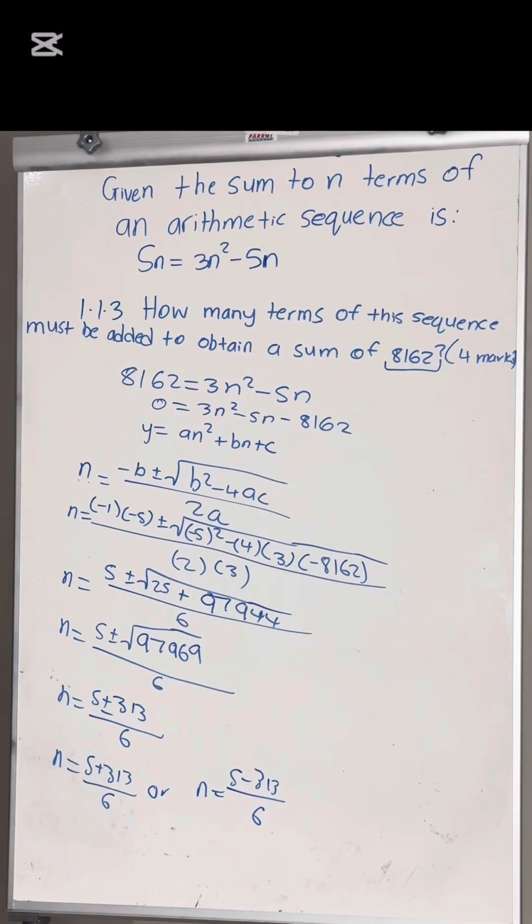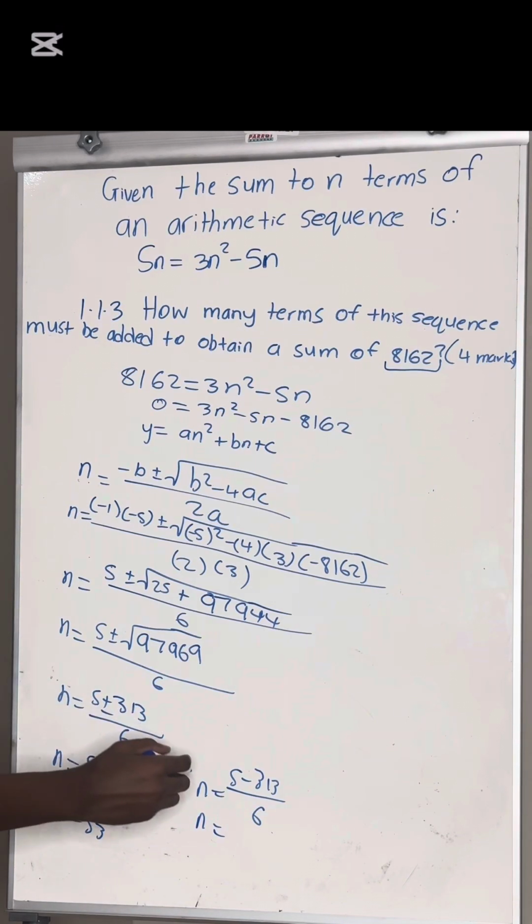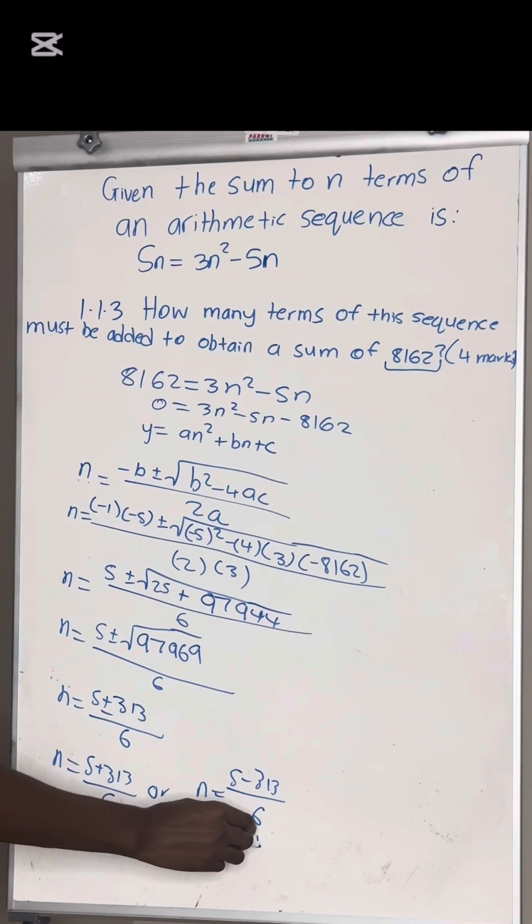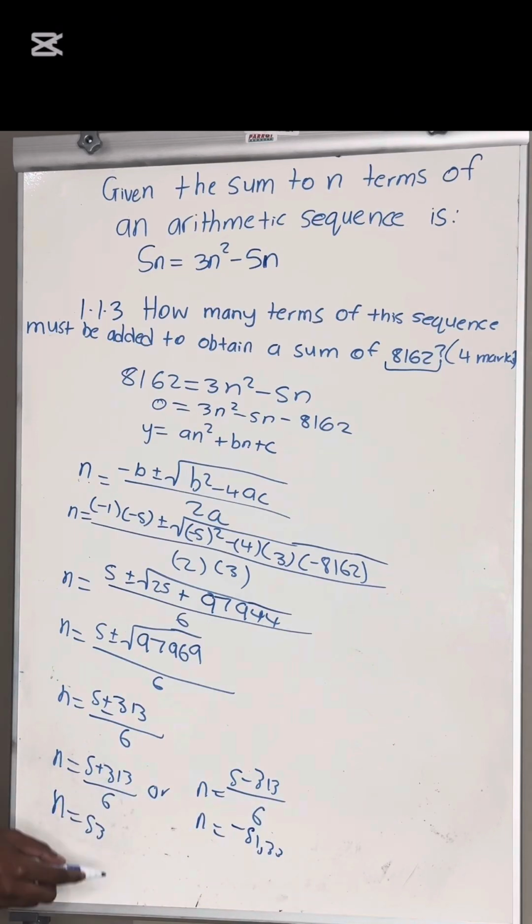Let's start with this part and see what we get. 313 plus 5 divided by 6. We get n is equal to 53. On this side, what do we get? 5 minus 313 all over 6. We get negative 51.33.